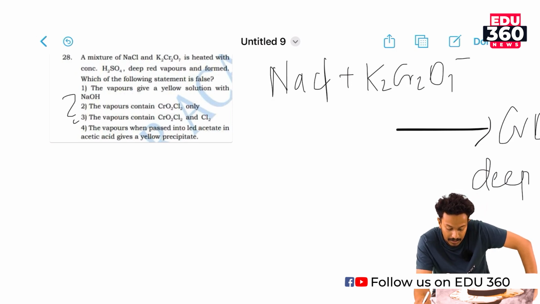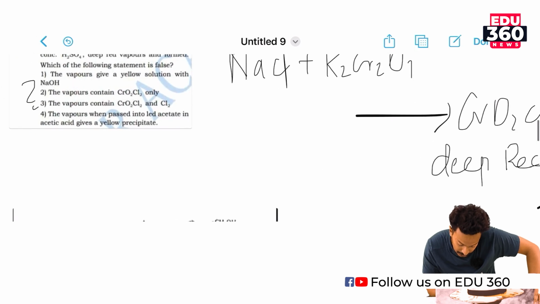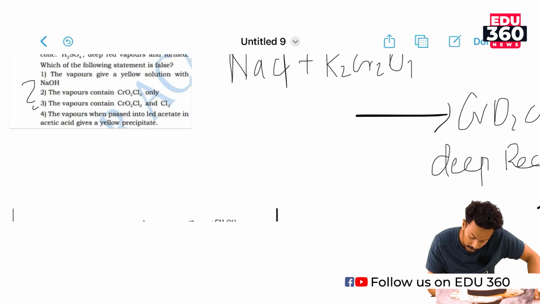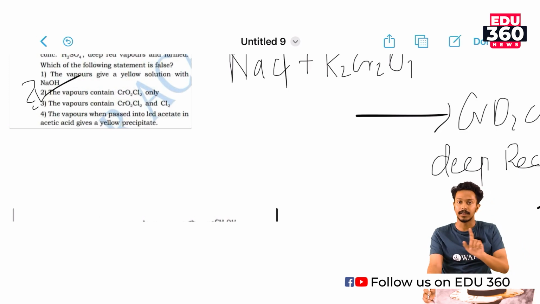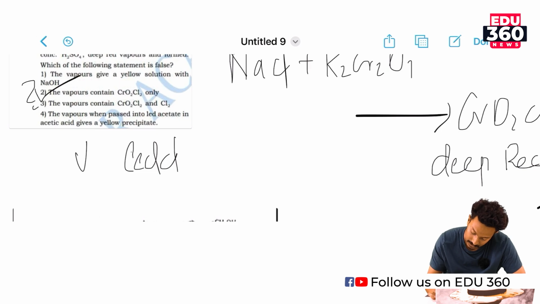Vapor contains CrO2Cl2 and Cl2. Yes, that is the right one, because there is a byproduct along with the chromyl chloride, which is chlorine gas. I think the wrong one is the vapors that contain CrO2Cl2 only. So the correct option will be option number 2. The vapors when passed into lead acetate and acetic acid give a yellow precipitate. Yes, that is true, because when this vapor is passed through lead acetate, we get lead chromate.